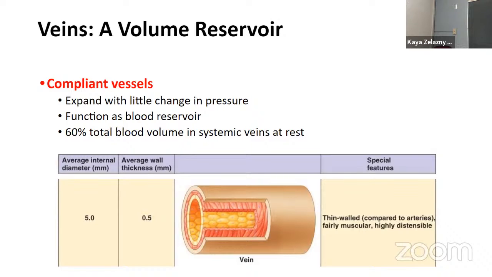Those thin walls expand pretty easily. They're not clamping down on the blood. That is what compliance means. So we're going to see that the veins actually hold most of the blood in your body, like 60% of your blood at any given moment is in the systemic veins.